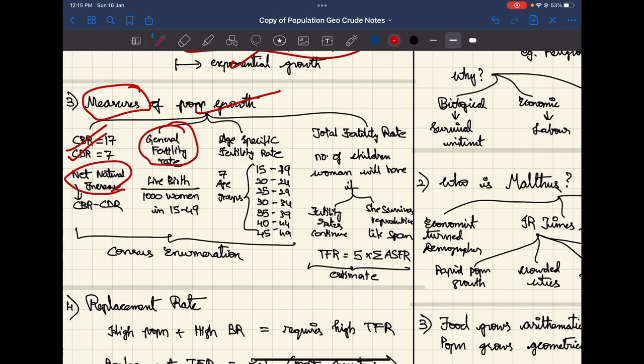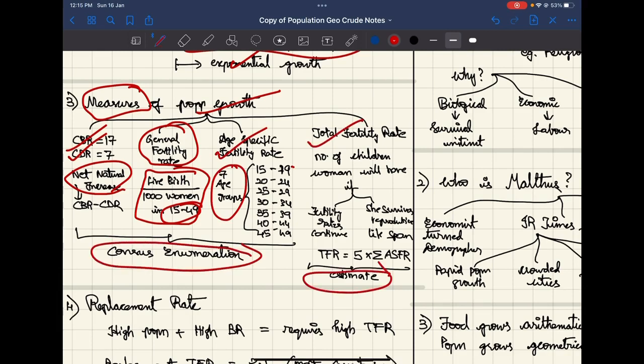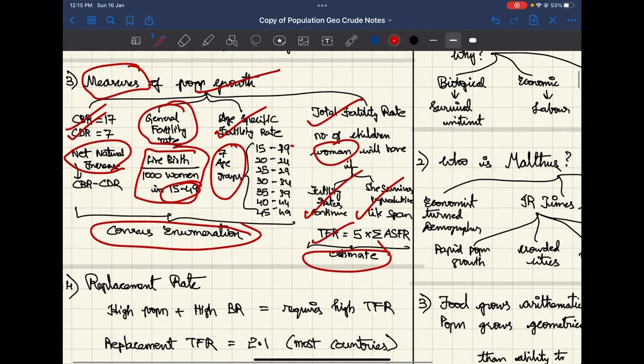We have general fertility rate, which is live births per 1,000 women in reproductive age span. We have ASFR. These are the 7 age groups for that. We have TFR. These three are from census enumeration. This is an estimate. So this is the number of children a woman will have if fertility rates continue and she survives the reproductive lifespan. So this is a formula for that.